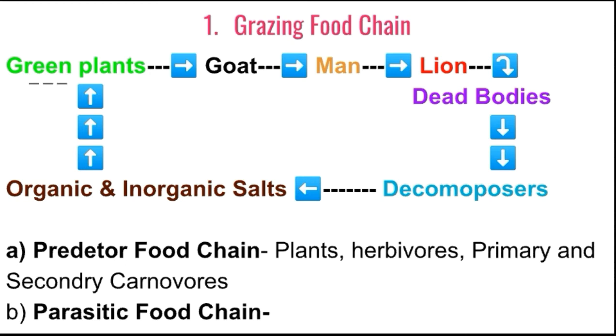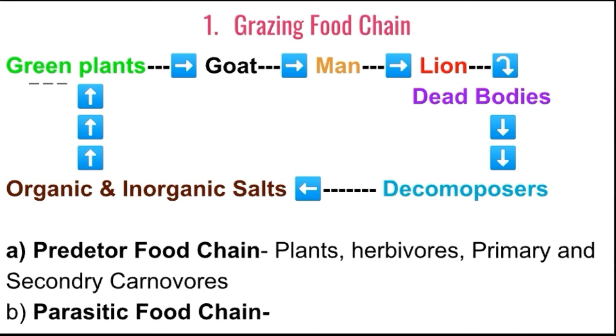The grazing food chain is further divided into two types. The first is the predator food chain, and the second is the parasitic food chain. Let's see one by one. The first is the predator food chain. In the predator food chain, one animal captures and devours another animal. The animal which is eaten is called prey, and the animal which eats other animals is called a predator. The predator food chain is formed of plants, herbivores, primary carnivores, secondary carnivores, and so on.